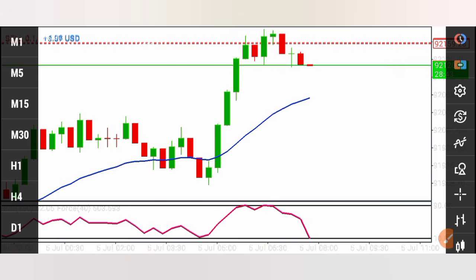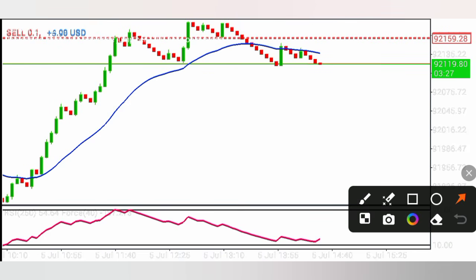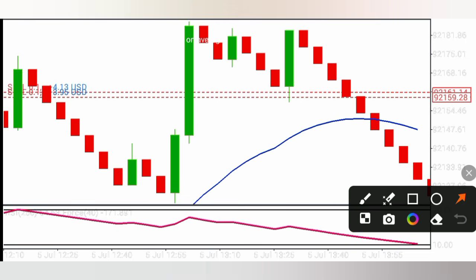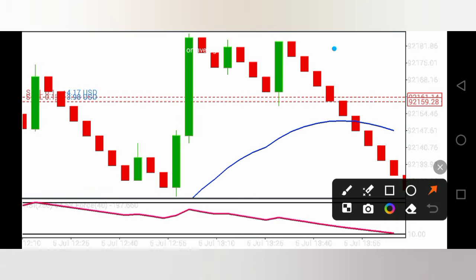Thereafter I came to M5. It is on M5 that I got my entry. Before I entered, I had to look at the nature of the spike. Can you see it's been spiking all the way up and it made this high. Now after that spike made that high, the last spike right here did not take out this high. Let me zoom in. You can see these two spikes right here, right? The last spike did not take out this high.